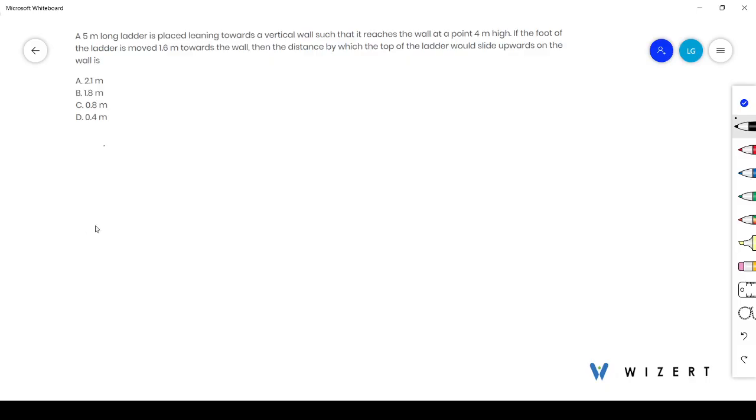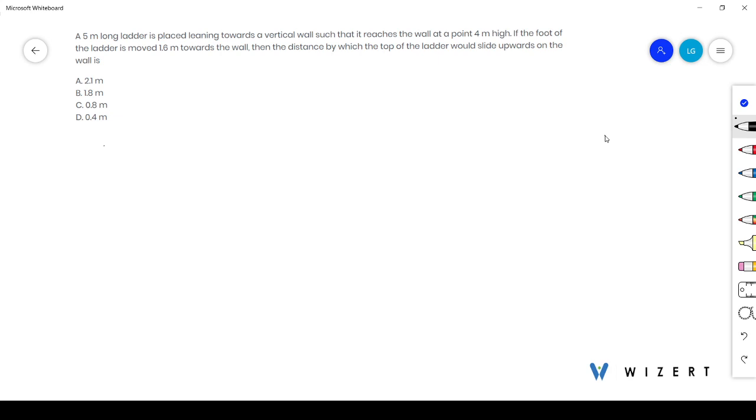Our question is, if a 5 meter long ladder is placed leaning towards a vertical wall such that it reaches the wall at a point 4 meter high, if the foot of the ladder is moved 1.6 meter towards the wall, then the distance by which the top of the ladder would slide upward on the wall is, and we have been given the options 2.1 meter, 1.8 meter, 0.8 meter and 0.4 meter.